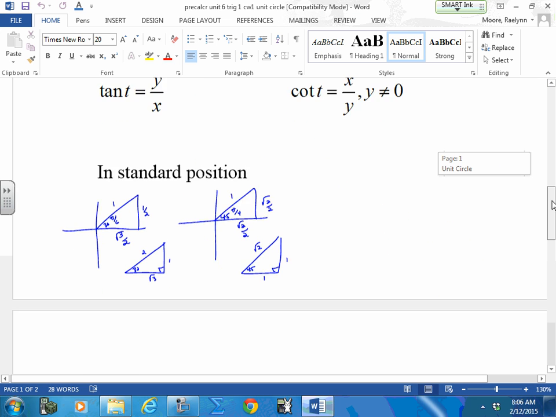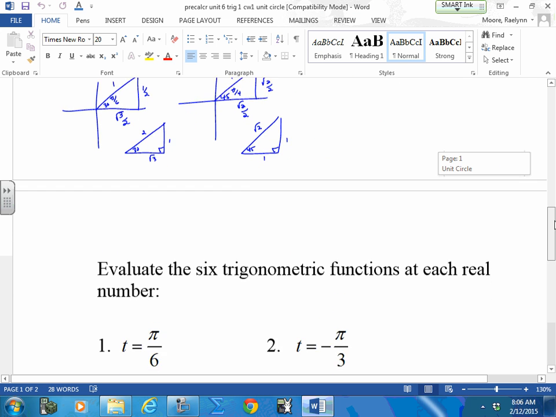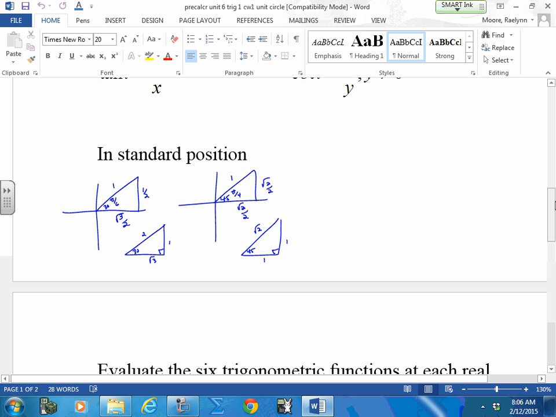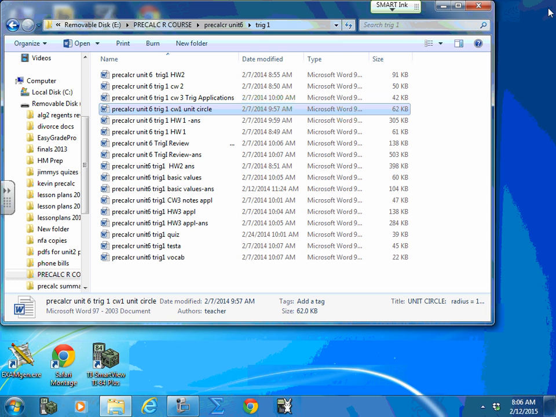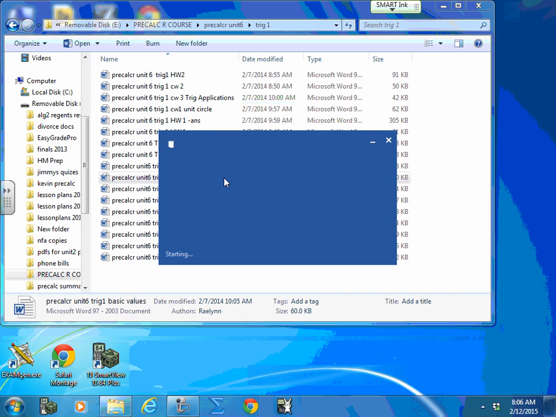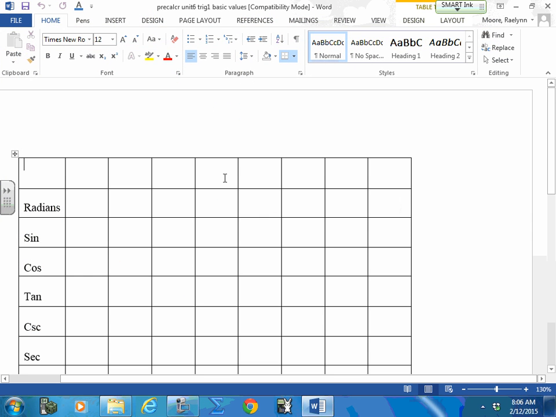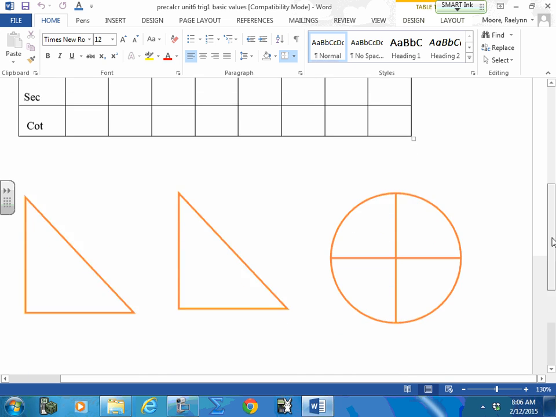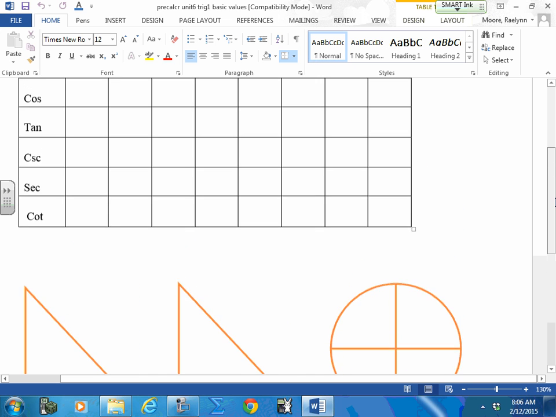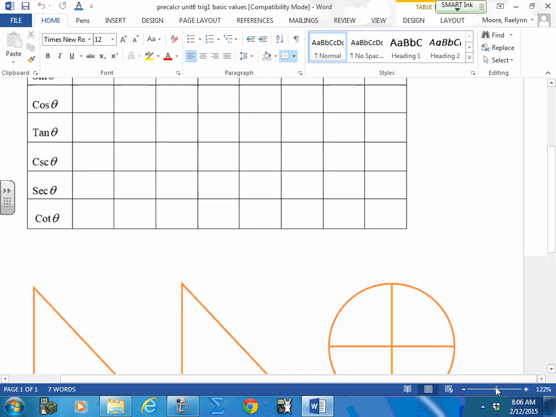I'm hoping to get through just like the basic parts. Now, here's your basic angles. So I'm going to skip to this page and go to this one. Here's your basic angles.